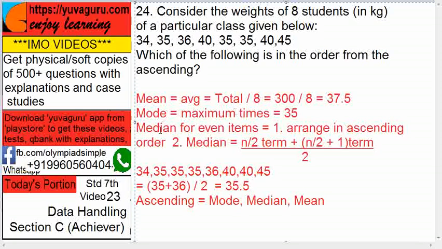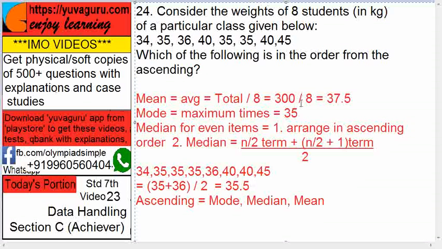Now median. Median means there are 2 steps. These are even elements, 8 elements. That's why there are 2 steps. Arrange them in ascending order. That is common for even or odd. Then if even number of elements, then median equals n upon 2th term plus n upon 2 plus 1th term. That means first arrange in ascending order, and then n upon 2 means 4th term, and n upon 2 plus 1 means 5th term. 35 plus 36 upon 2, that is 35.5.